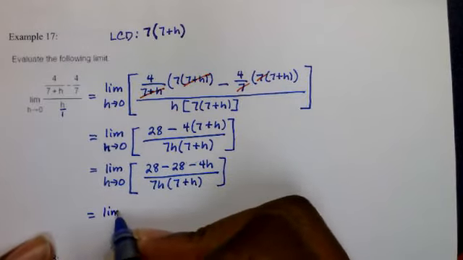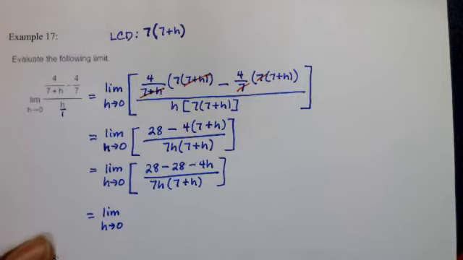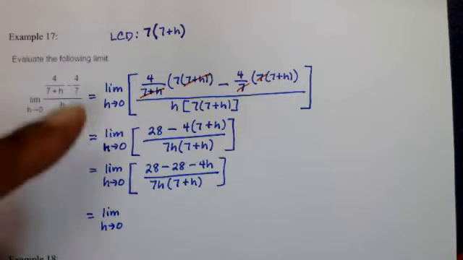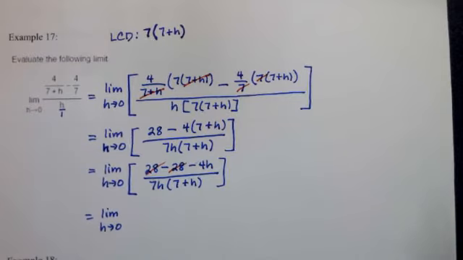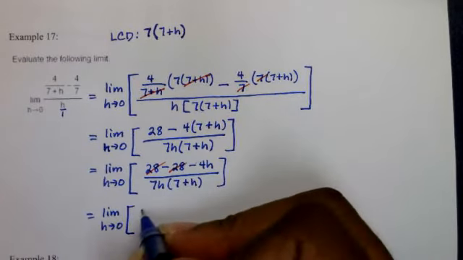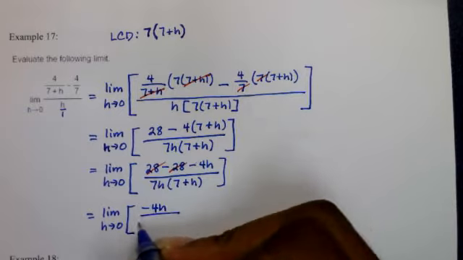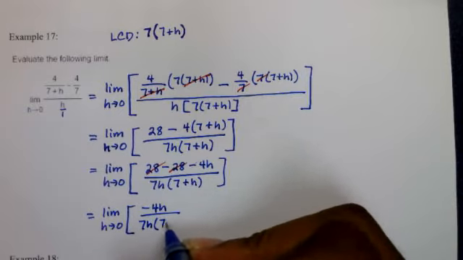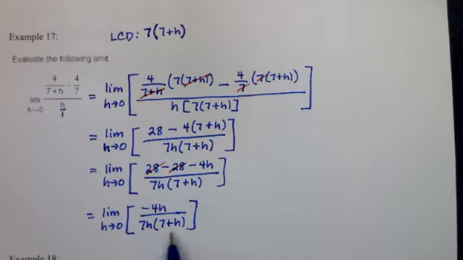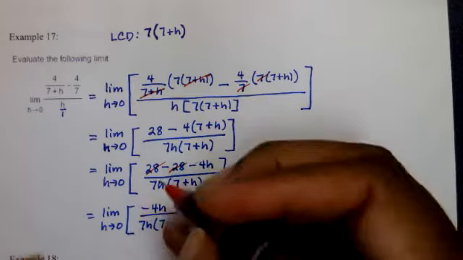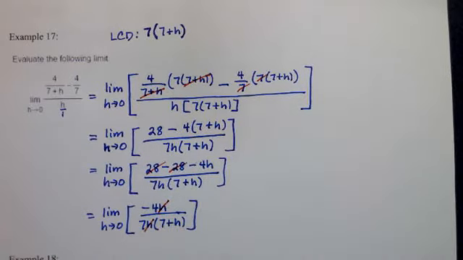All right, next I'm going to bring down the limit as h approaches 0. Notice I haven't taken the limit yet, so I have to keep bringing this expression down with the limit as h approaches 0. And then 28 minus 28, that zeroes out. You're left with negative 4h divided by 7h times the quantity 7 plus h. And you see why I didn't simplify this in the denominator, because here I can divide out the h's.